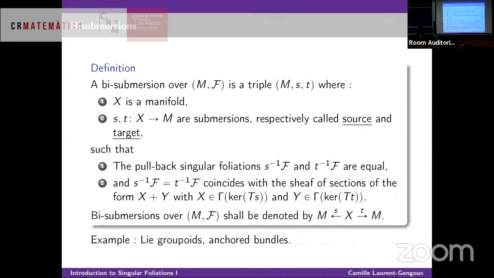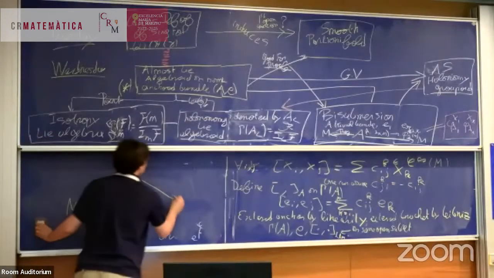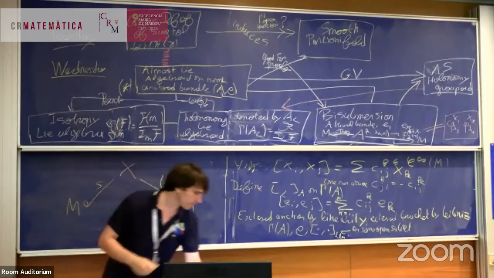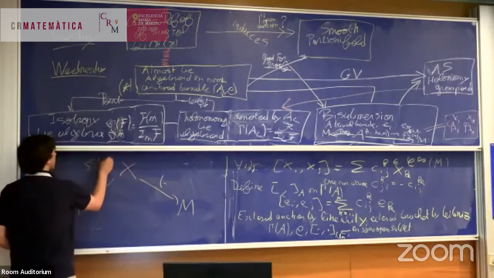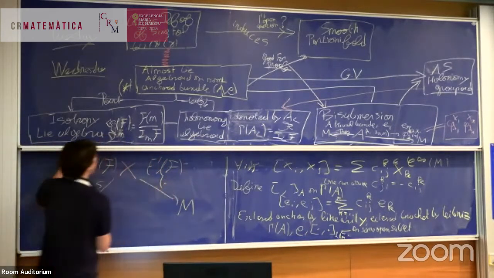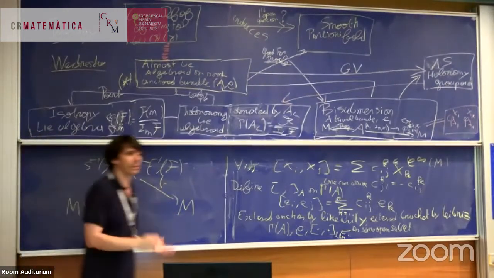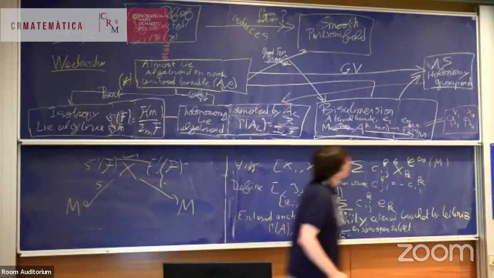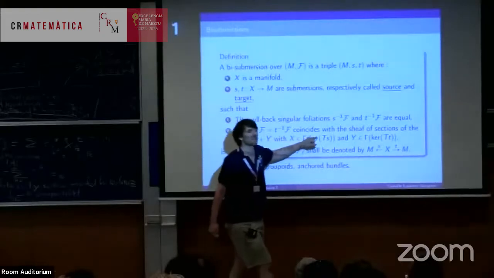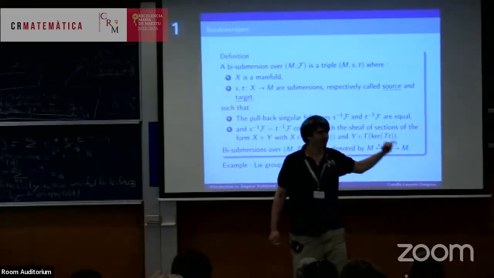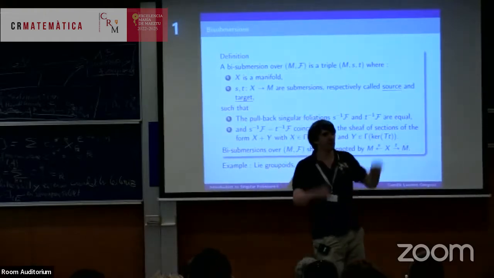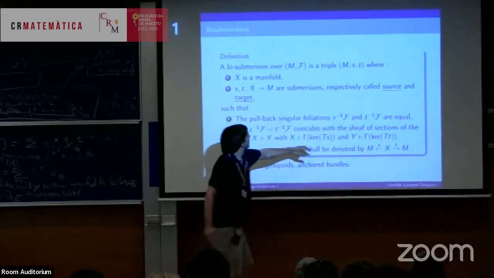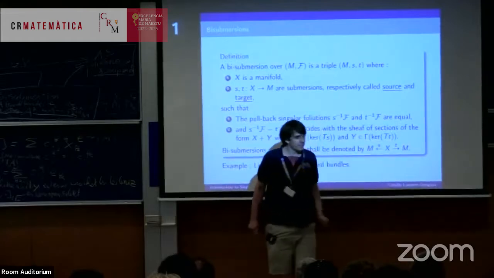And, okay, maybe I should draw at the same time. So you have X, S and T. And what you want is that if you take the pullback of F by S and the pullback of F by T, you want those to be the same singular foliation. But that's not enough. You also want that singular foliation to be made of all vector fields of the form X plus Y, X S-vertical, Y T-vertical. You have three conditions, like S^-1 of F is T^-1 of F, three identities, well, two, I don't know. And it's the kernel of TS, the kernel of TT. Okay?